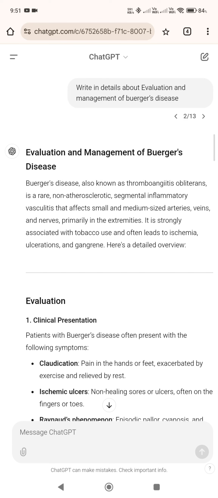Buerger's disease, also known as thromboangiitis obliterans, is a rare non-atherosclerotic segmental inflammatory vasculitis that affects small and medium-sized arteries, veins, and nerves, primarily in the extremities. It is strongly associated with tobacco use and often leads to ischemia, ulcerations, and gangrene. Here's a detailed overview.